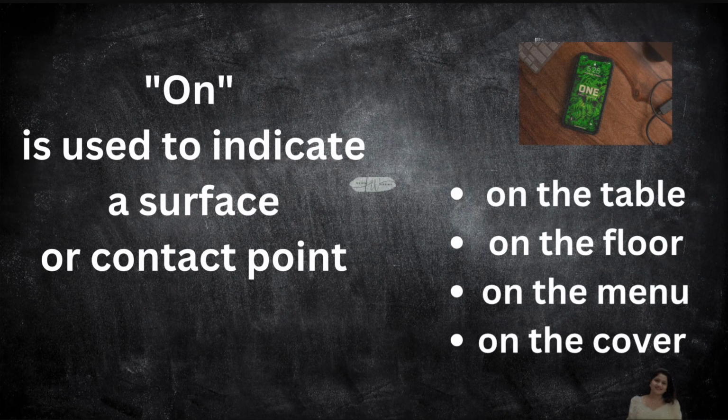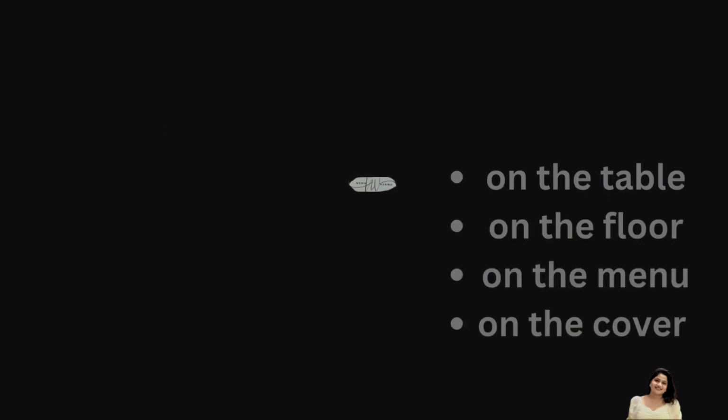On. On is used to indicate a surface, a contact point. Wherever the thing is placed, the thing has to touch the surface or should be in the contact of that surface. On the table, table के ऊपर. On the floor, floor पे, floor को touch करता हुआ. On the menu card. On the cover, cover के ऊपर.